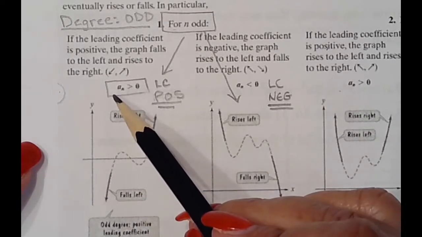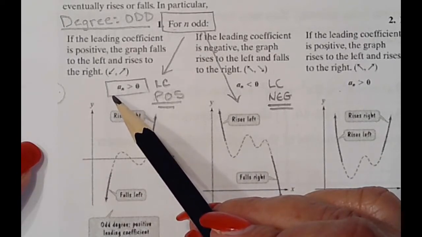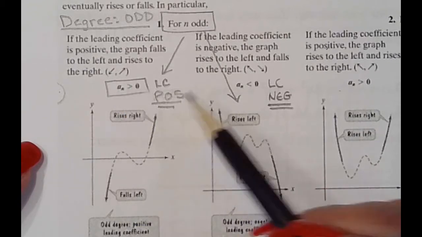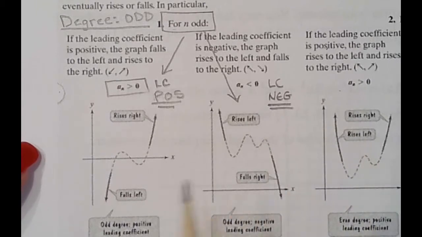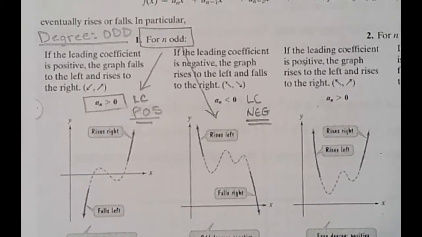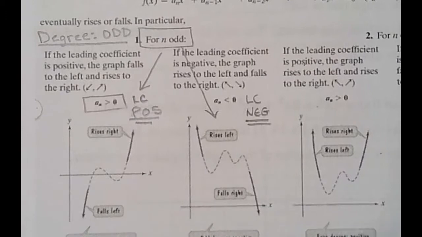This is when your leading coefficient is a positive number. The number out in front of the highest degree is a positive number. And this would be the reverse of it. Notice that what these two have in common is that they both have end behavior that opposes each other. Up on the right, down on the left. See how they go in opposite directions? That is always the case when the highest degree is odd.